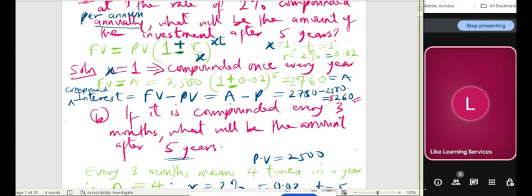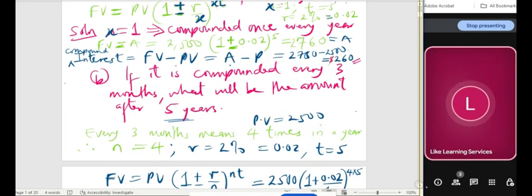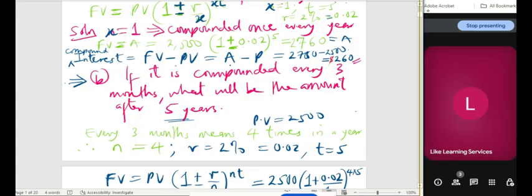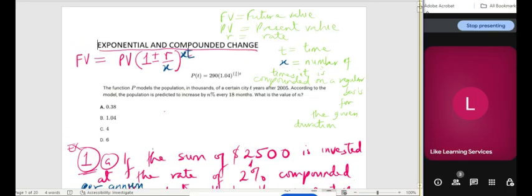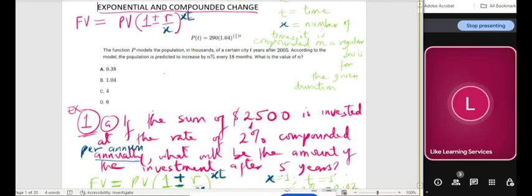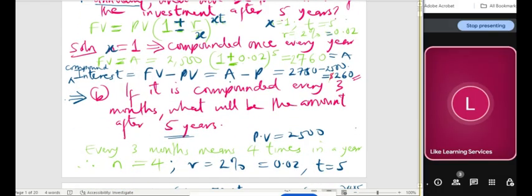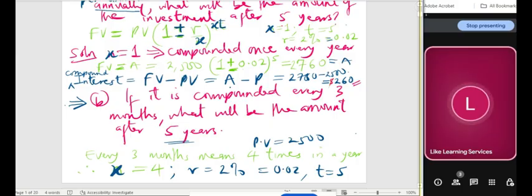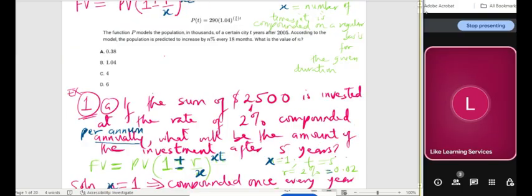And I wanted you to see how it would be slightly different if it is compounded every 3 months. This is another twist to it. It is now compounded every 3 months. That same investment, now compounded every 3 months. So how many times will it be compounded in a year? That's the point. That's x. The same question, but this time around it is compounded every 3 months.